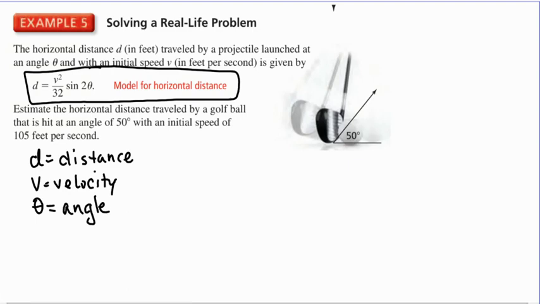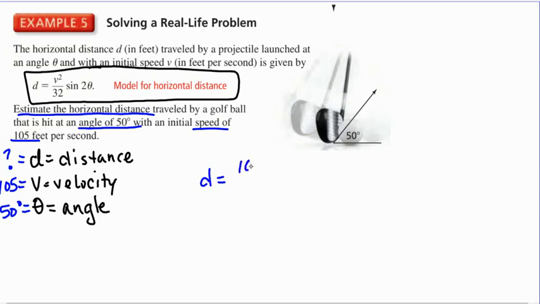Our problem actually gives us quite a bit of this information. We want to estimate the horizontal distance, so that means that we're trying to find D, traveled by a golf ball that is hit at an angle of 50 degrees, so that means theta is 50 degrees, with an initial speed of 105 feet per second, so that means that V is 105. So now all we need to do is plug into our formula. D equals the velocity squared, so 105 squared, divide that by 32, and then multiply by the sine of 2 times your angle, and your angle is 50 degrees.